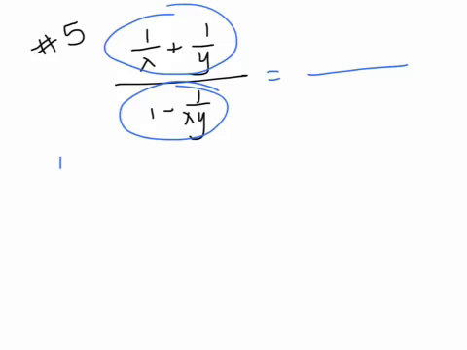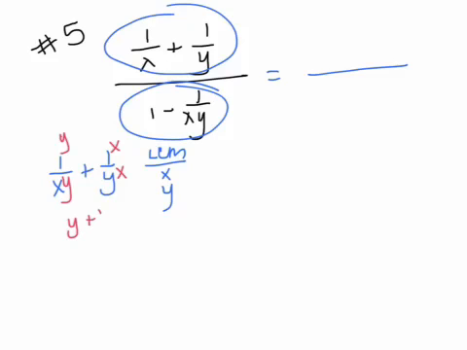So let's go ahead and start with 1 over x plus 1 over y. My least common multiple is an x and a y. So this first one, if it has an x, it's missing a y. The second one, if it has a y, it's missing an x. So on the top, I get x plus y, or y plus x, over the least common multiple of x, y. So this piece right here is y plus x over xy.